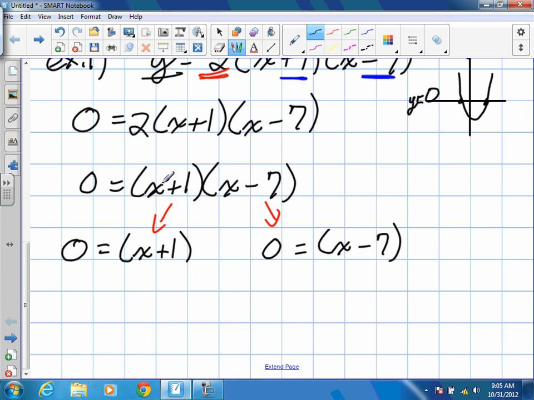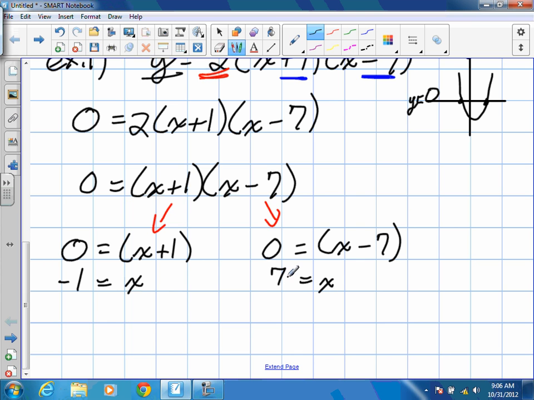So in the first case, what would x be in this? When I bring the 1 over, it becomes negative 1. So x is negative 1. Or the other option is when we bring that negative 7 over, x equals positive 7.